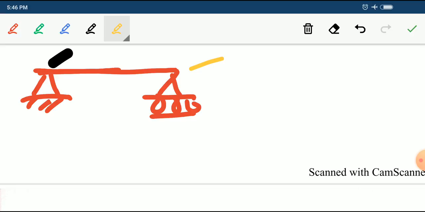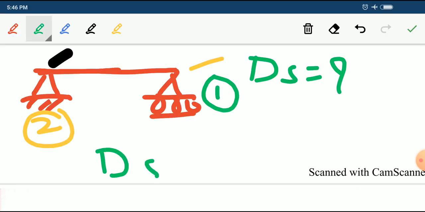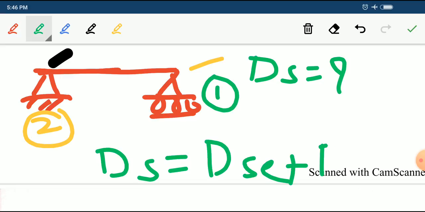For hinge support, just now I told how many reactions there are. For hinge support we have 2 reactions. For roller support how many reactions? 1 reaction. He is asking you to calculate the Ds. Already you know what the Ds formula is. Ds is equal to Dse plus Dsi. This is the formula to calculate the degree of total static indeterminacy.